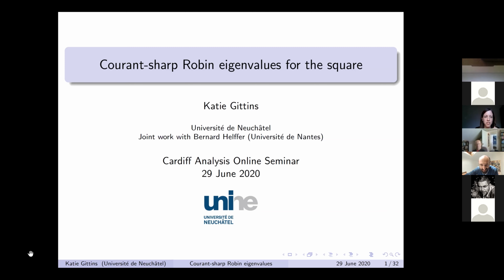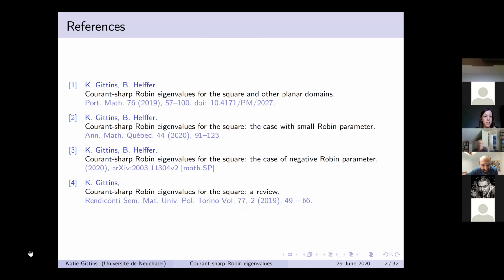So my plan was to have two parts. One part where I'll tell you some of the background to these Courant-sharp eigenvalues and motivate the question that we were interested in, and then a second part where I can share with you the results that we've found.